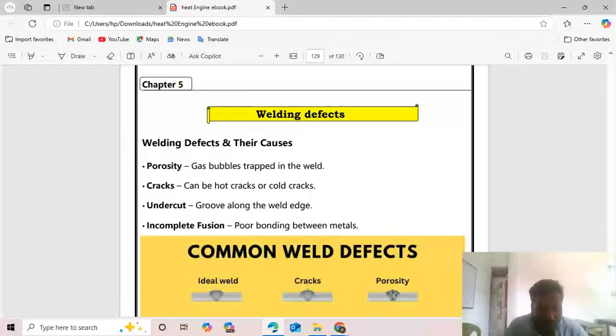After that, undercut, grooving along the weld edge, incomplete fusion.